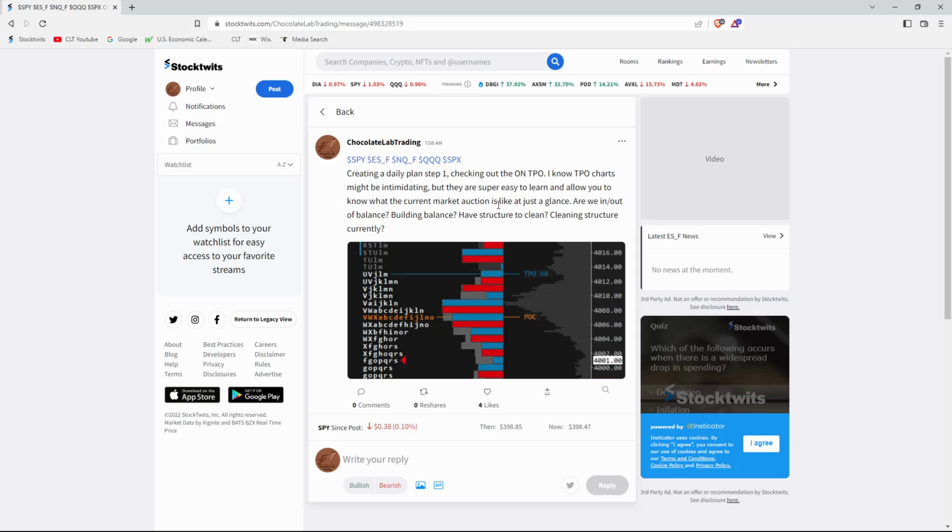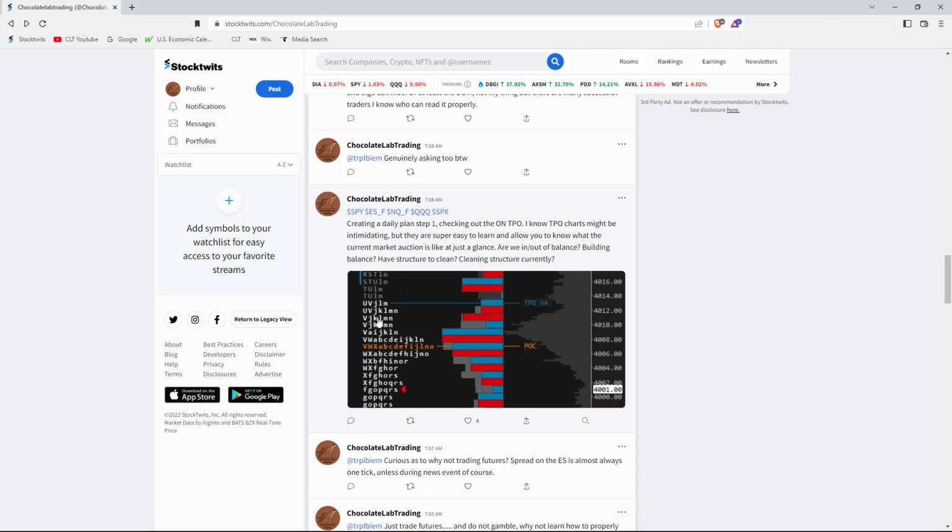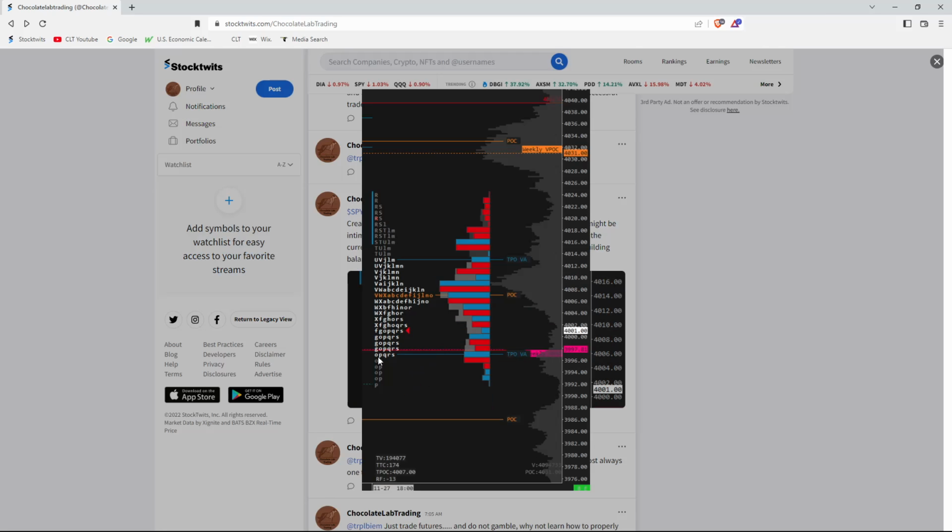Are we trading in or out of balance? Are we building balance? Do we have structure to clean? Are we cleaning structure currently? A whole bunch of things, right? And things that we're looking at are the shapes of, let me get my pen, shapes of this, which is called the market profile. We're looking at the bottoms, the tops, where the point of control is, value area high, value area low, a whole bunch of things, right?